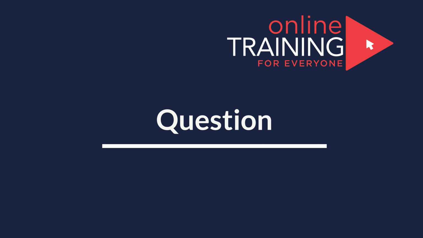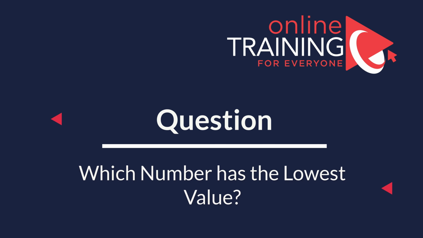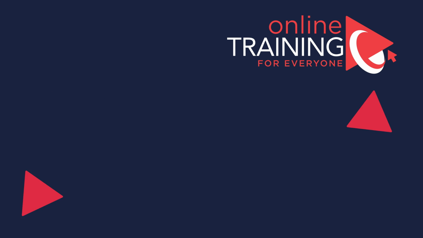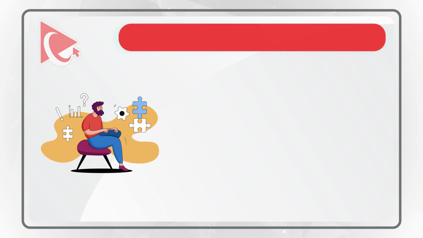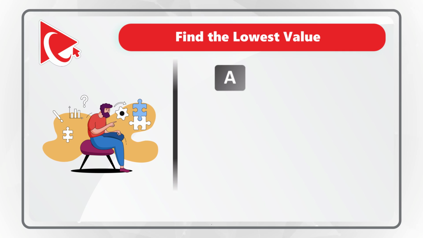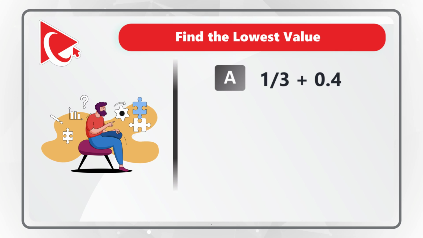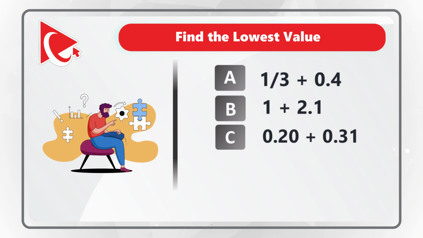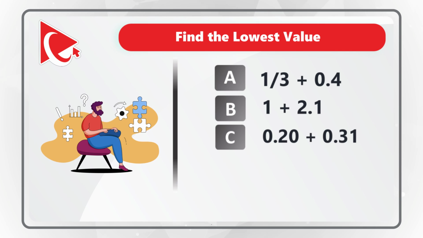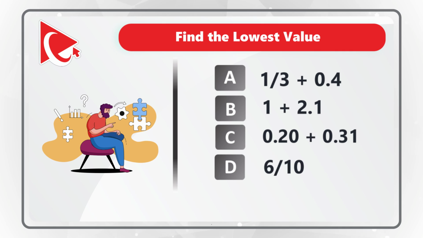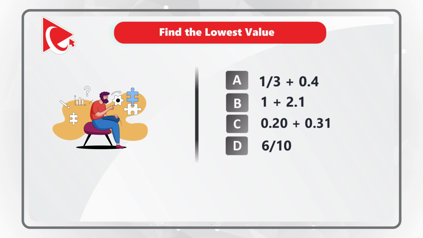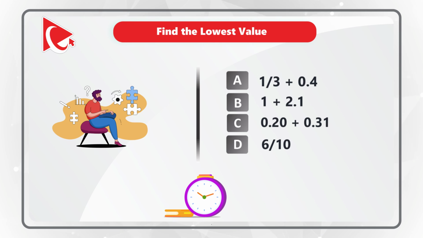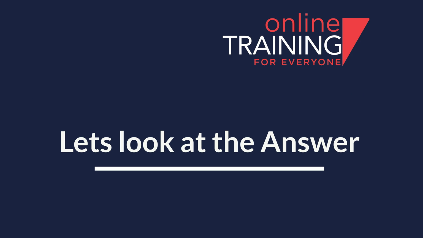I love this question because it truly makes you think to determine the final answer. You need to determine which number has the lowest value, and you have 4 different choices. Choice A, 1/3 plus 0.4. Choice B, 1 plus 2.1. Choice C, 0.2 plus 0.31. And choice D, 6/10. Give yourself a few seconds to see if you can come up with the solution. The tricky part here is that the question is designed to make you do mental math.